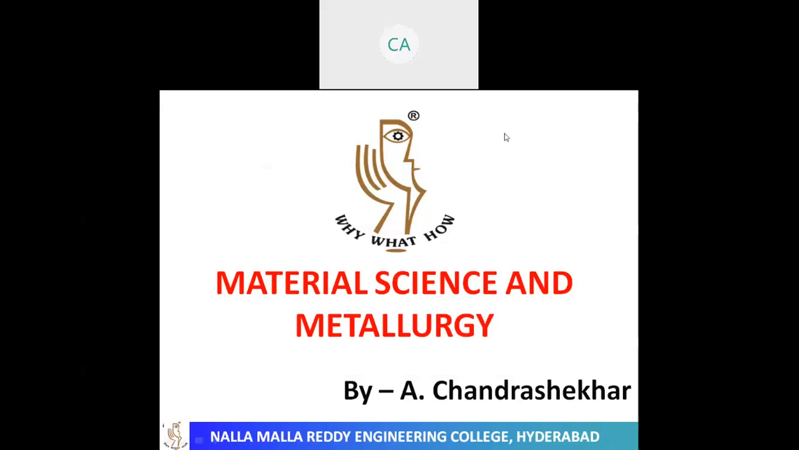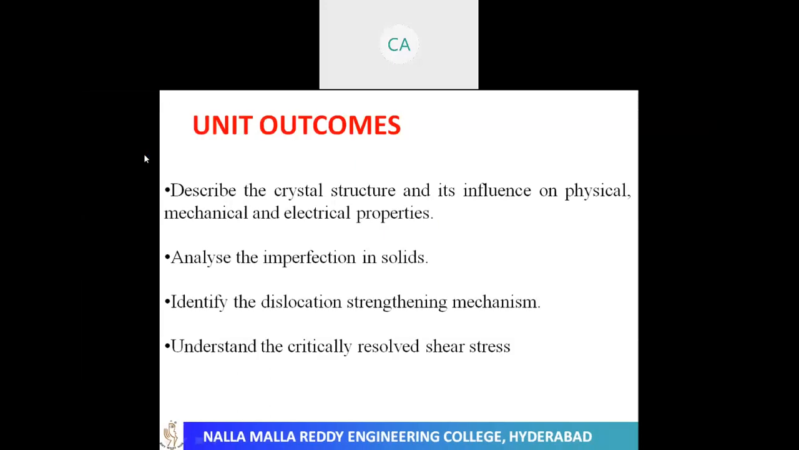In this video, we will be discussing the first chapter, Unit Outcome 2, that is, Analyze the Imperfection in Solids. We know that solids are broadly classified into two types. First one, crystalline solids, and second one, amorphous solids. The crystalline solids are those in which the constituent particles are regularly arranged.